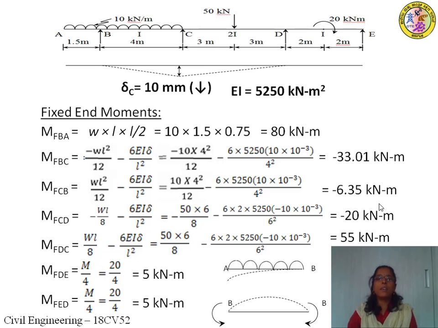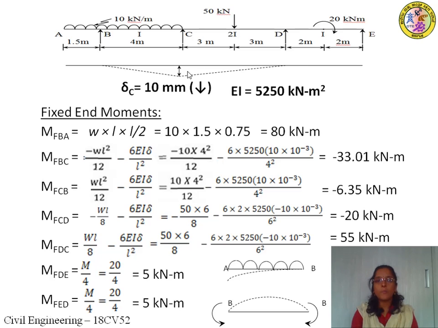The only thing is, in case of sinking supports you have to add this extra term in calculating fixed end moments, that is minus 6 EI delta by L square. This term has to be added for those members where the joint sinks, where that joint is associated with those members. For those members only you have to add this extra term while calculating fixed end moments, and for other members no need to apply.